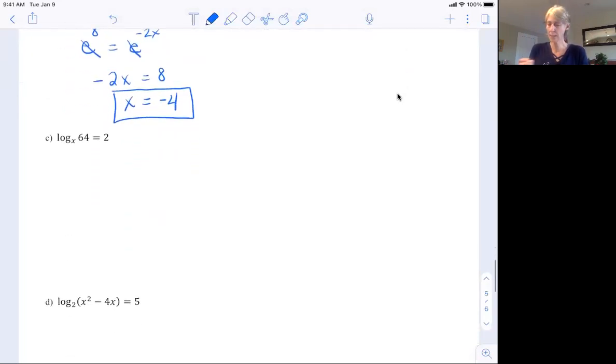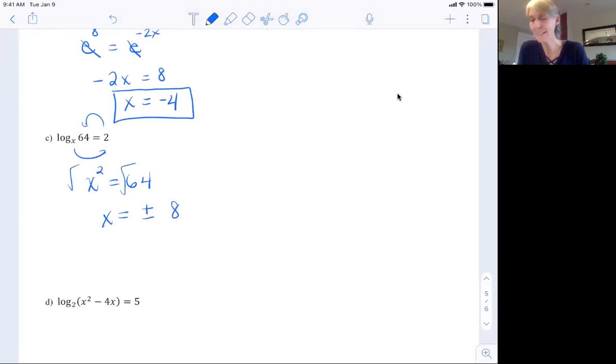In example C, I'm going to start by rewriting this in exponential form. x squared equals 64. When I take the square root of each side to solve it, hopefully you remember you get plus or minus 8. So x equals 8 and x equals negative 8, but the base can't be a negative value. So we're going to reject that one.